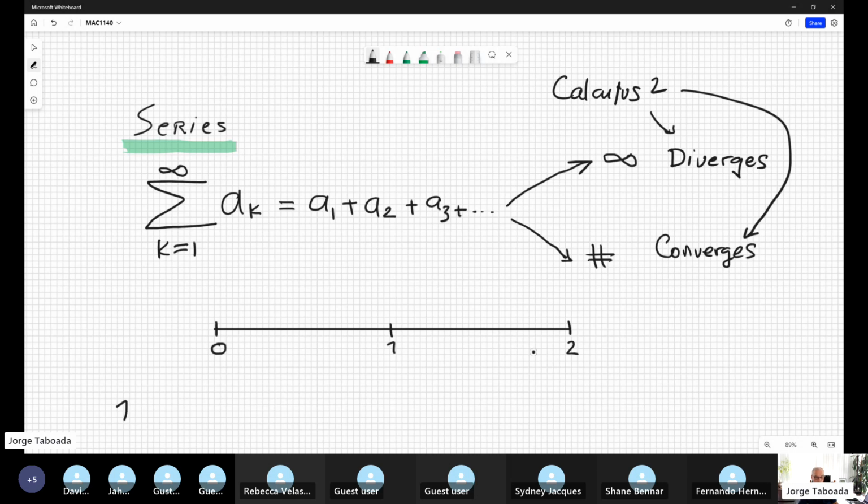1 plus 1/2 plus 1/4 plus 1/8 and so on. So you divide by 2. So next it would be 1/16, 1/32, and they never finish. Continue, tap, tap, tap.